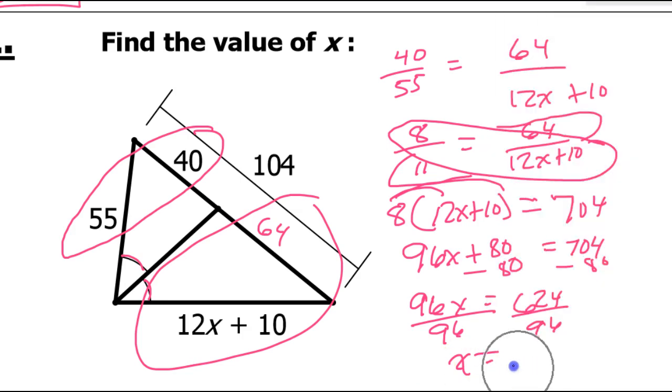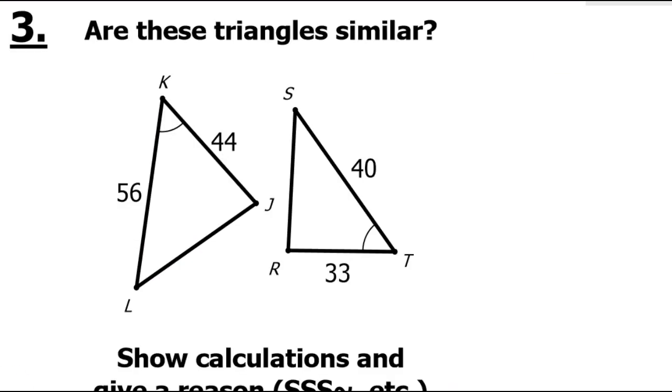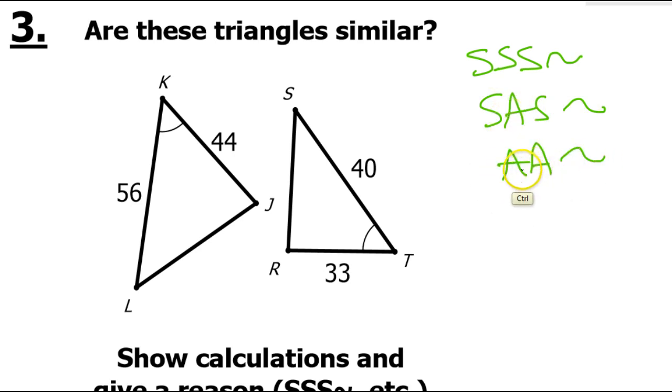And that's 6.5. So that is the value of x. Are these triangles similar? Well, there are only 3 methods we can use to prove that 2 triangles are similar. We've got side, side, side similarity, where all 3 sides are proportional. We have side, angle, side similarity, where we have 2 pairs of proportional sides and the included angle. And then we have angle, angle similarity, where we have 2 pairs of congruent angles.